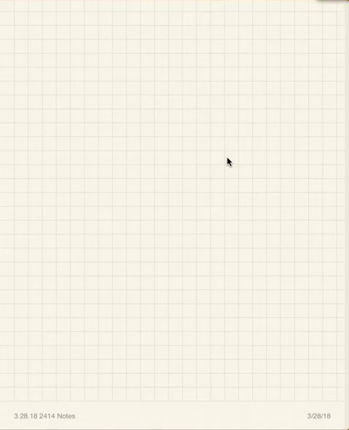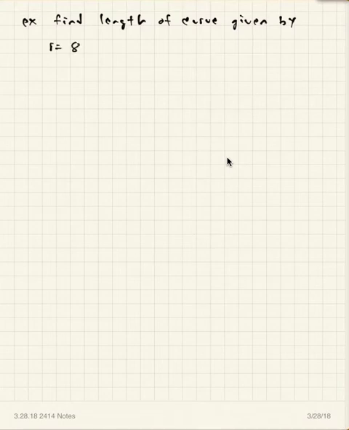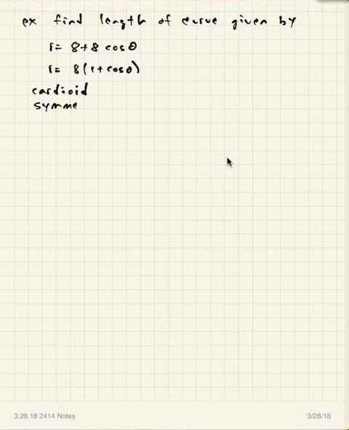All right, so here's an example. We're going to find the length of the curve given by r is equal to 8 plus 8 cosine theta, or r is equal to 8 times (1 plus cosine theta). In that form, you can identify that this graph is a cardioid, and it's symmetric with the x-axis because this is a function of cosine only.